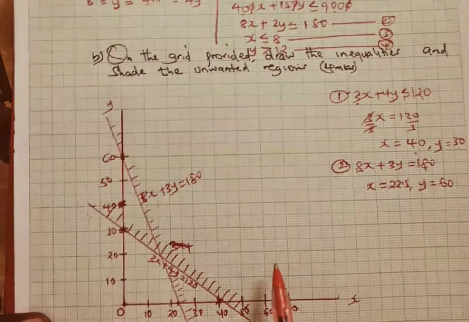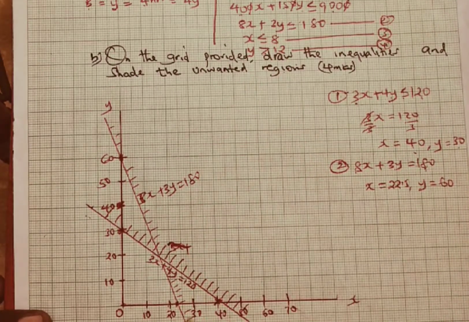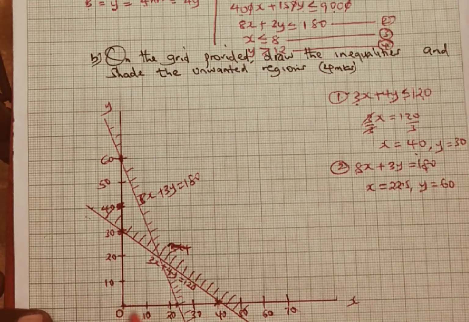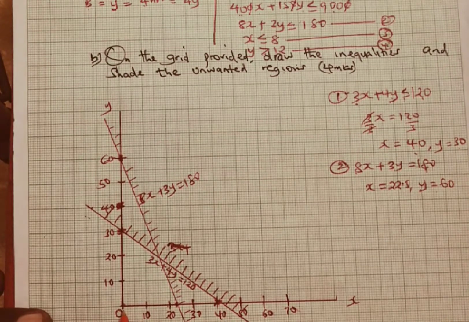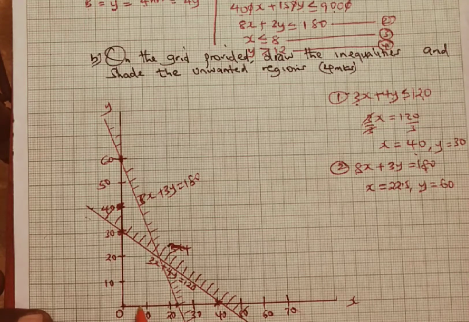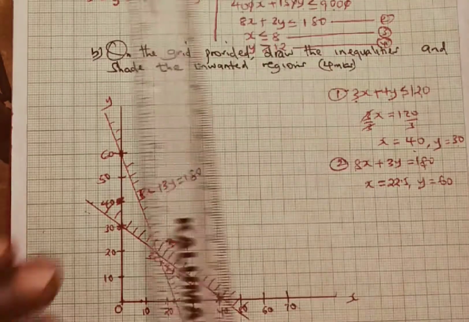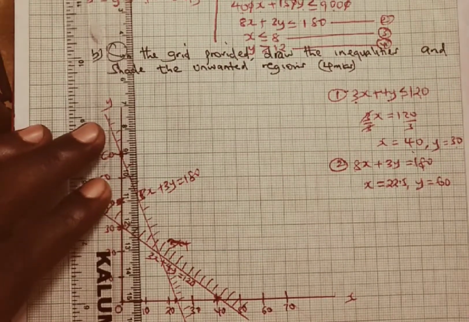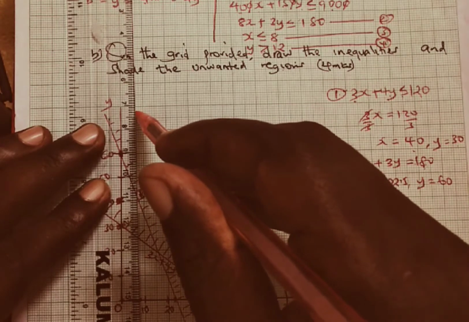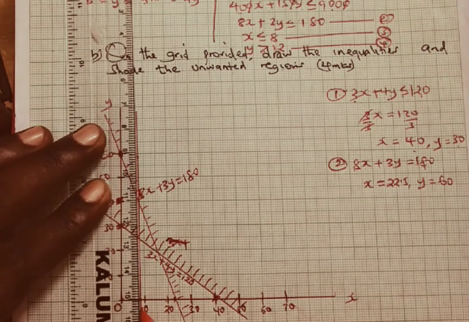Then we move down. We have been told x is less or equal to 8. So this is where we have our x axis. So this is 0 and this is 10. So we can get our 8. This is 0, this is 5, 6, 7, 8. This is where we have our x as 8. So you come and draw this line like this. Come and draw the line where x is equal to 8.